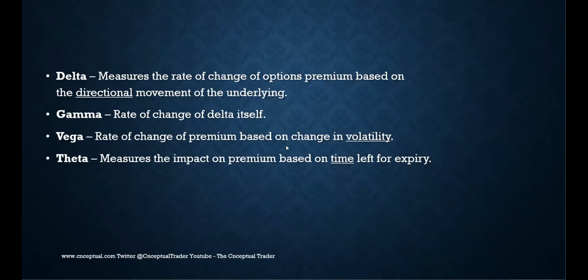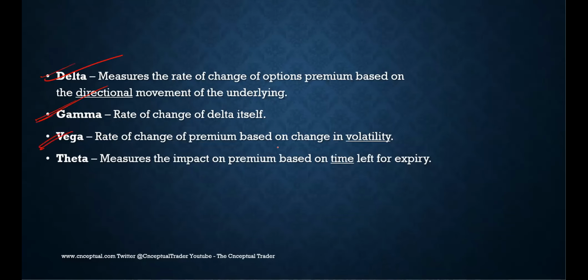So let's discuss the option Greeks. First, let me introduce them to you. Here we have delta. Delta measures the rate of change of option premium based on the directional movement of the underlying. How the directional movement will affect the premium is measured using delta. Then we have gamma. Gamma measures the rate of change of delta itself, which can be read with the help of gamma's value.